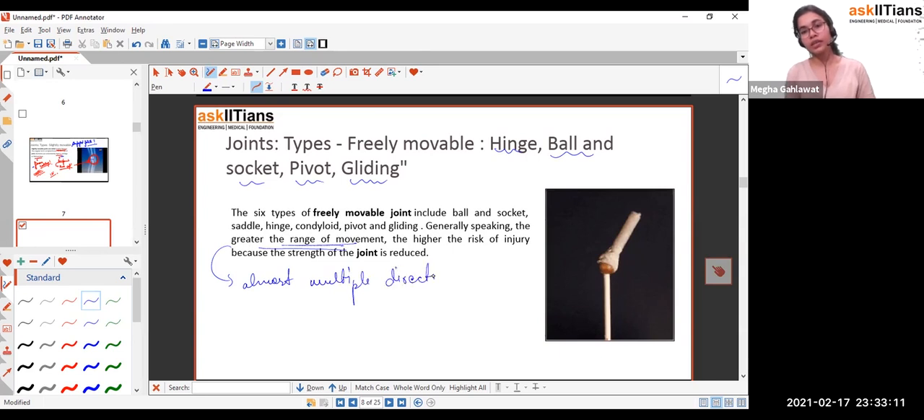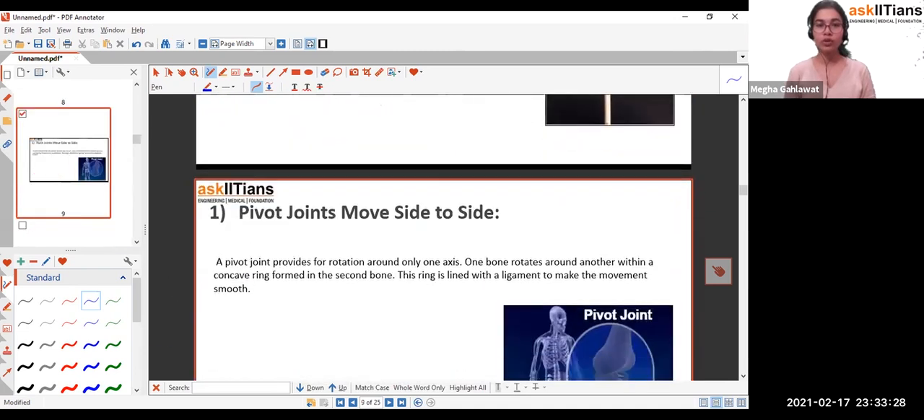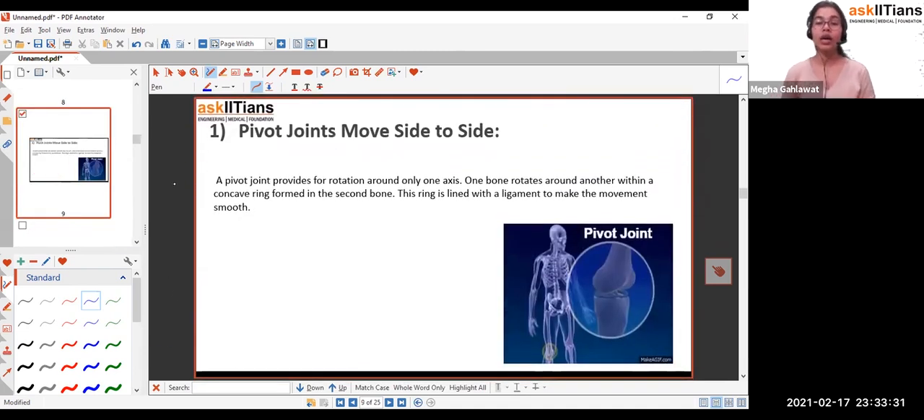For example, you can move your neck round and round like this. That means our neck is moving round and round. Or you can move your hand like this, like this, like this. That is because of the freely movable joints. Now, moving forward, we're going to start with the pivot joints. Pivot joints are the kind of joints which move side to side. When I say side to side, these pivot joints basically allow the rotation.